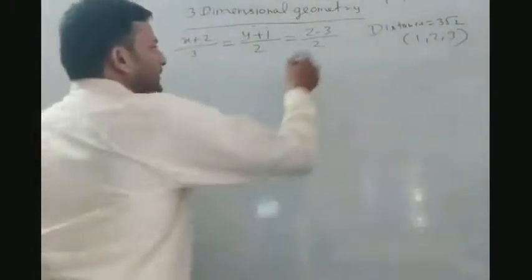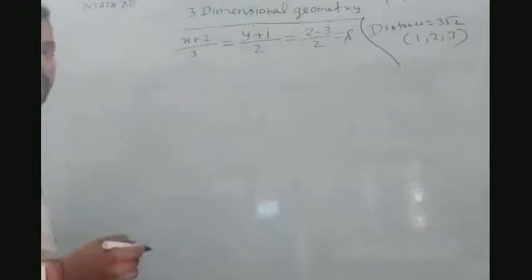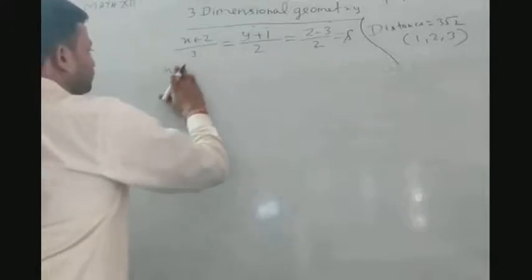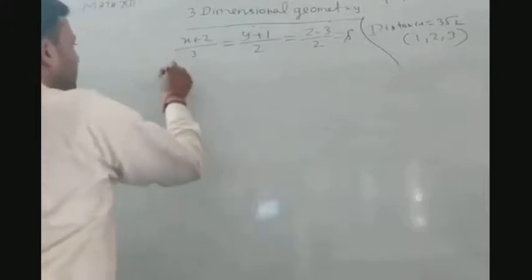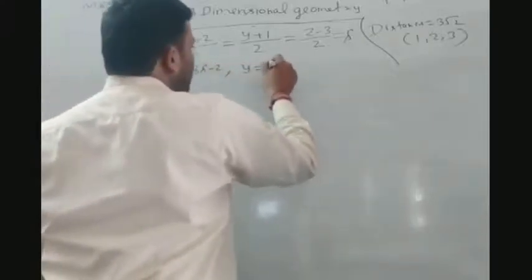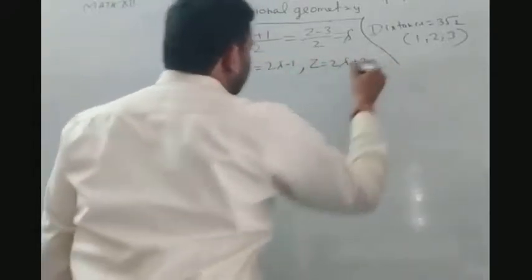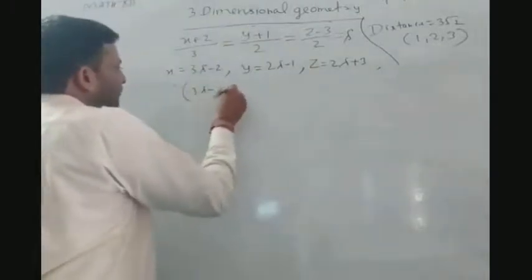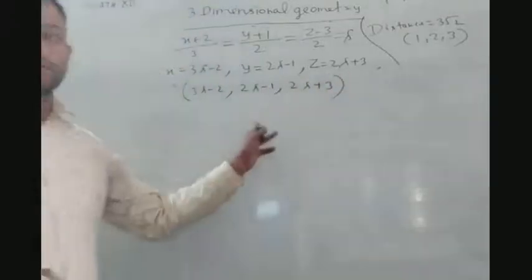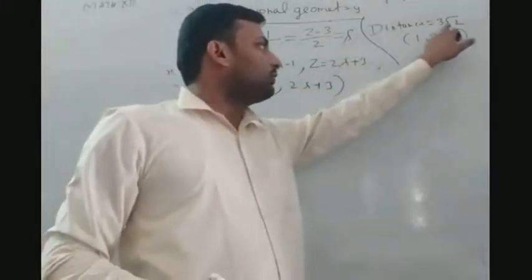So we first suppose that this ratio is our lambda. Now any general point on this line will be: x = 3 lambda - 2, y = 2 lambda - 1, and z = 2 lambda + 3. So the point (3 lambda - 2, 2 lambda - 1, 2 lambda + 3) is a general point on this line, which is at a distance of 3 root 2 from this point.